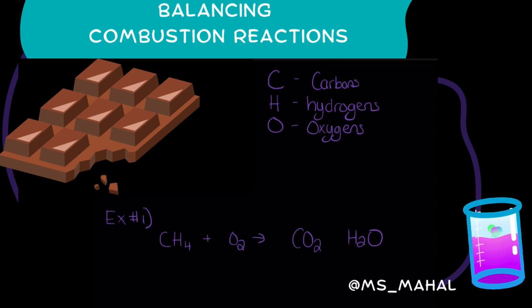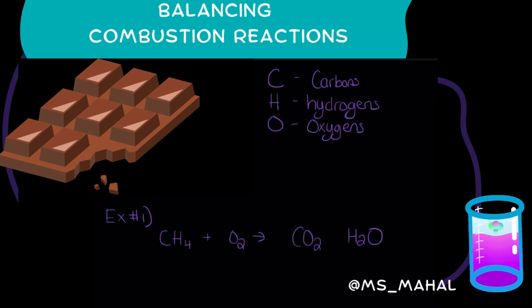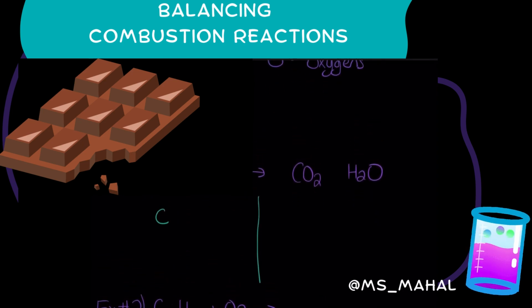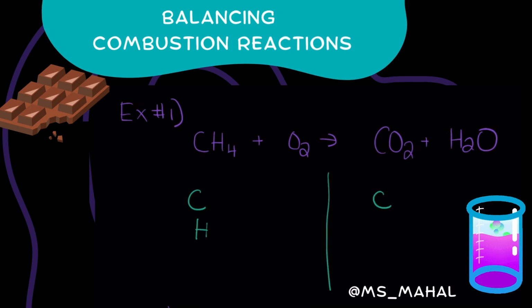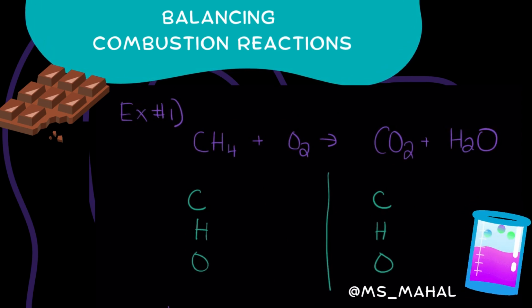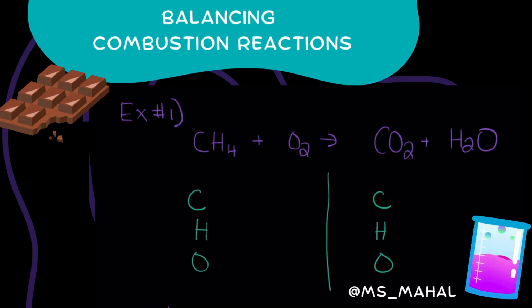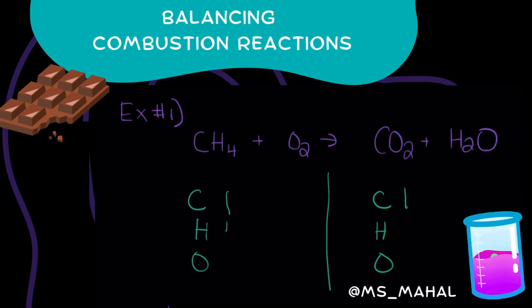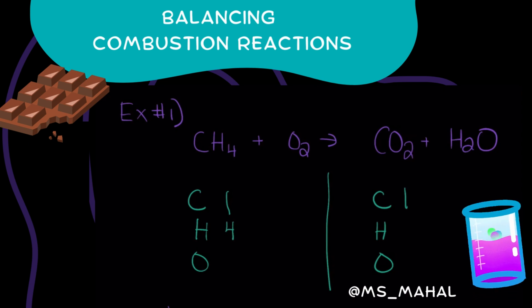So right now I'm looking at my left and my right. And so to keep track of them, I'm going to draw a little line here and list my carbons, my hydrogens, and my oxygens. So I'm looking at my carbons. Okay, I've got one carbon on the left here, one on the right. So far, so good. Now I'm going to look at my hydrogens. Well, I have 4 on the left here and only 2 on the right. So of course that's not balanced.